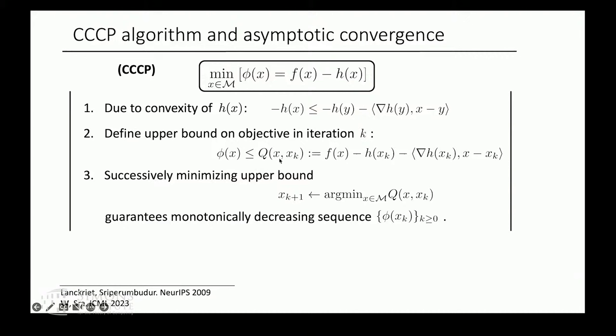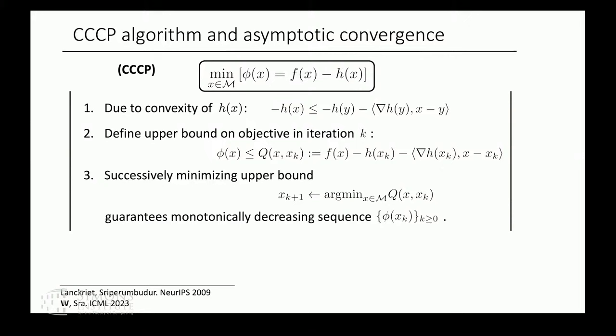we denote as Q. And then the idea of the CCCP algorithm is that instead of directly minimizing the objective function, we successively minimize that upper bound. Okay, so that's written here in point three. And in order to do this, we have to solve this subproblem on the right-hand side, the so-called CCCP oracle. So basically, we're minimizing this upper bound, the surrogate Q. And then successively minimizing and solving that subproblem will give us a monotonically decreasing sequence that converges to the optimal value of the original underlying problem.